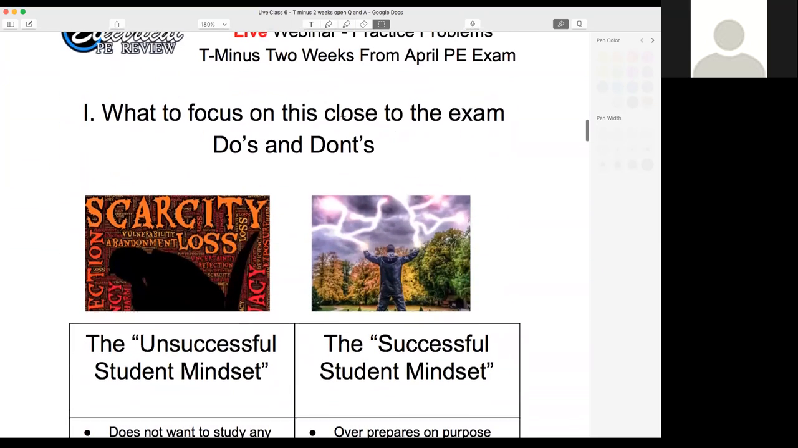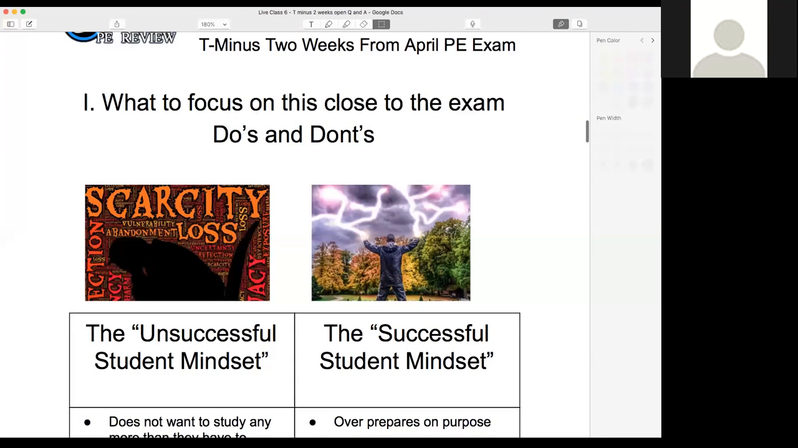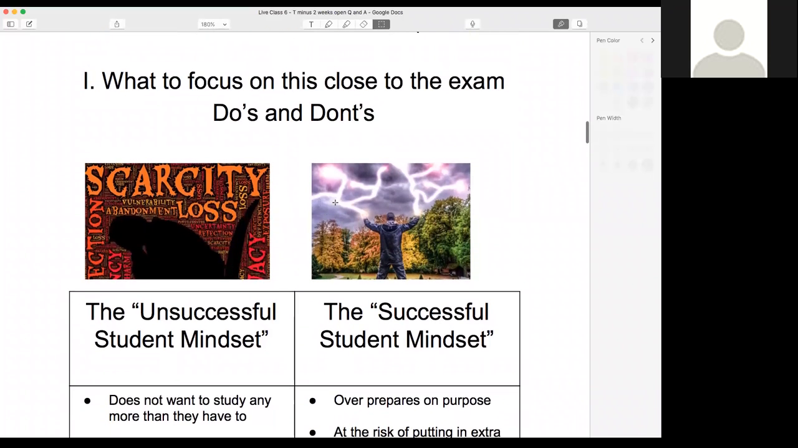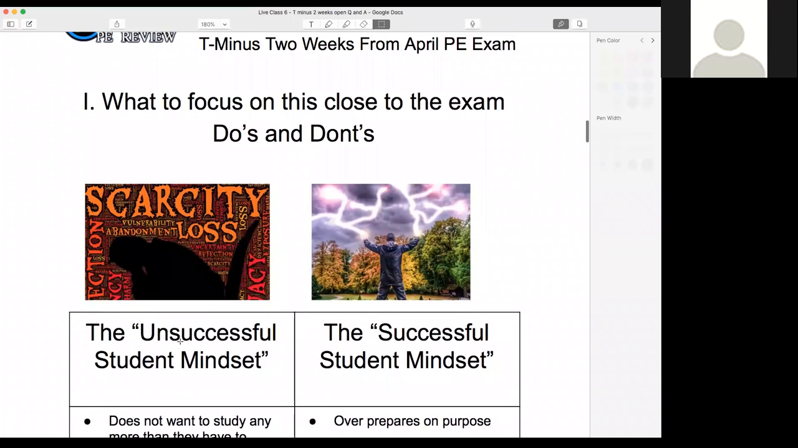So, what should we be focusing on this close to the exam? What I did is I copied and pasted a couple of images and a few of the major talking points from our first class when we talked about the unsuccessful student mindset and the successful student mindset. But right off the top, let's talk about what we shouldn't be doing first. Go ahead and enter right in the chat. What are some examples of things that you maybe shouldn't be doing this close to the exam?